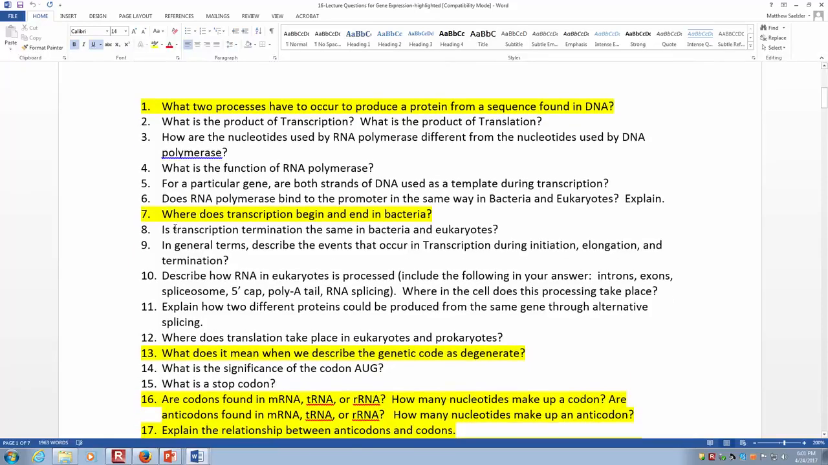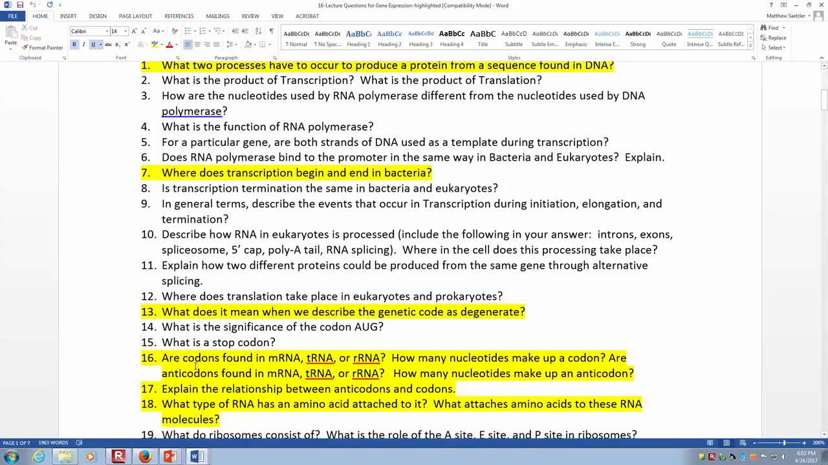You also remember that the promoter, in terms of being involved in transcription, is what binds RNA polymerase. So RNA polymerase binds at the promoter, and that tells RNA polymerase where to start.